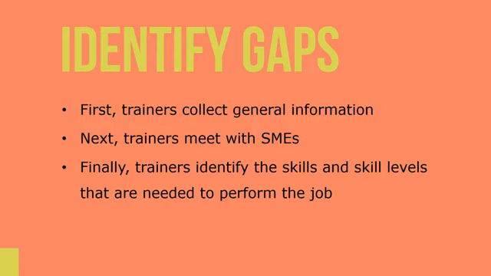First, trainers collect general information through position-specific training materials and job descriptions. They also observe the job to become familiar with the necessary skills. Next, trainers meet with subject matter experts, including employees, managers, engineers, or others who are familiar with the job. With the help of those SMEs, trainers identify a list of regularly performed activities and prioritize the list according to importance. Finally, trainers identify the skills and skill levels that are needed to perform the activities or job tasks.